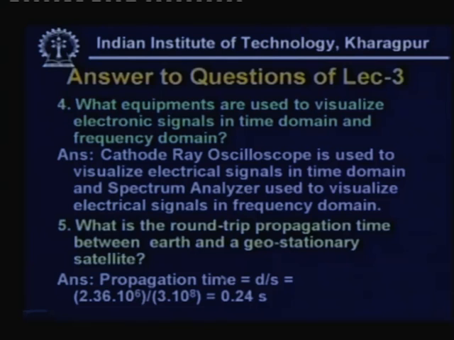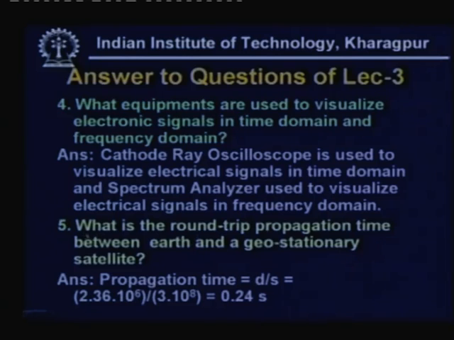And the fourth question was, what equipment is used to visualize electronic signals in the time domain and frequency domain. For time domain representation, we use a cathode ray oscilloscope, and for frequency domain representation, we use a spectrum analyzer.